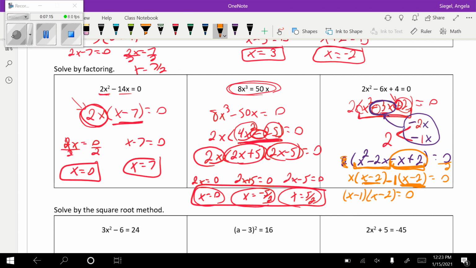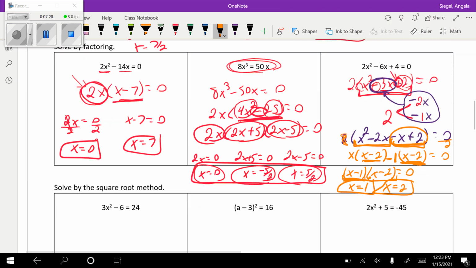And so then my last step is I'm going to set each of them equal to 0 and solve for x. So for this one, I'm going to have x equals 1. And for this one, I'm going to have x equals 2. And those are my final answers.